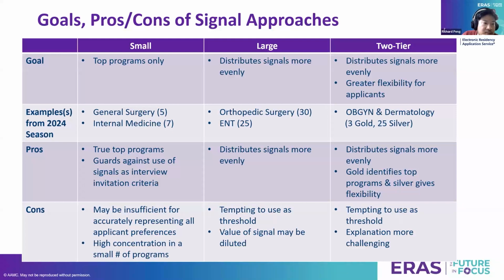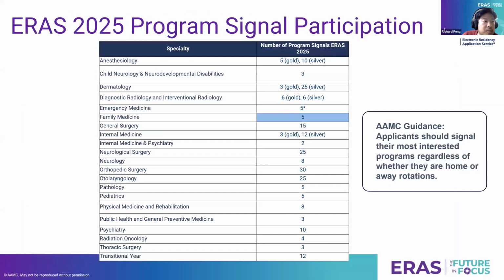And then you may see even some specialties with a two-tier signal, which is kind of an amalgamation of the two, where you combine the small model and the large model and have two sets of signals that you can distribute among your programs. And so as you can see here, I'm not going to go through each and every one of these. We have other webinars that dive much deeper into the program signals, research, and things of that nature. But as you can see, there are multiple pros and cons to each of these approaches. And that's why for this coming season, you'll see different specialties with different models and numbers.